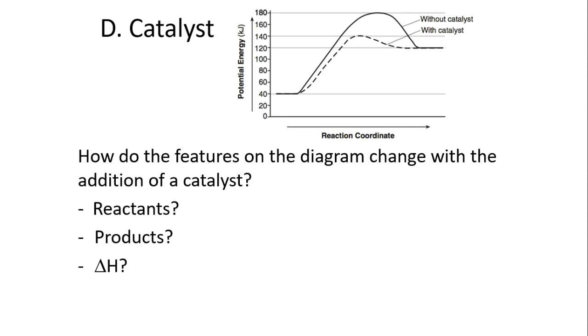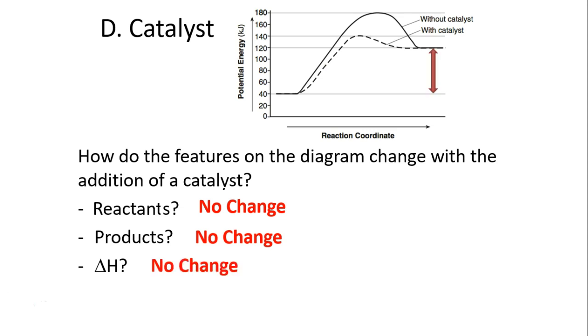All right, so it says, how do the features on the diagram change with the addition of the catalyst? So the reactants, no change. It's still in the same spot. For this one, it's still at 40. For the products, no change. For this reaction, that's at 120. What about delta H? Well, delta H is the difference between the products and the reactants, and if those don't change, then delta H isn't going to change.